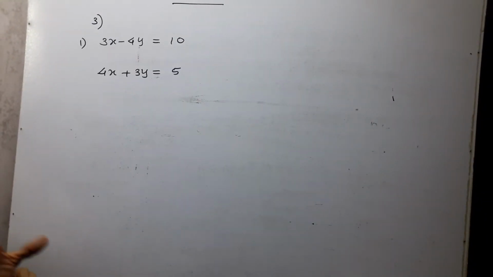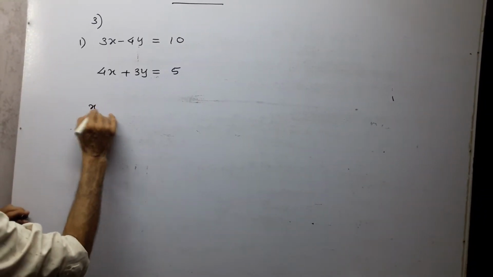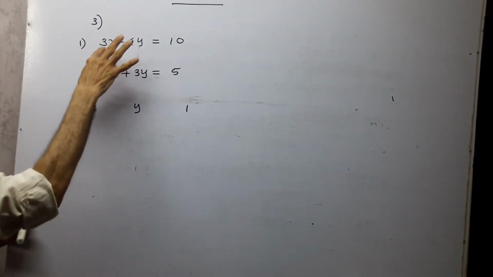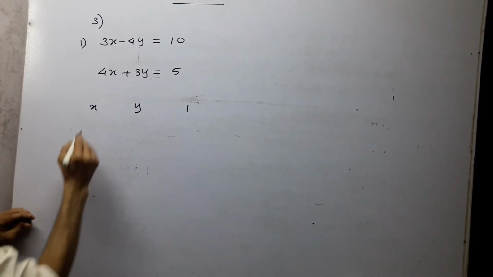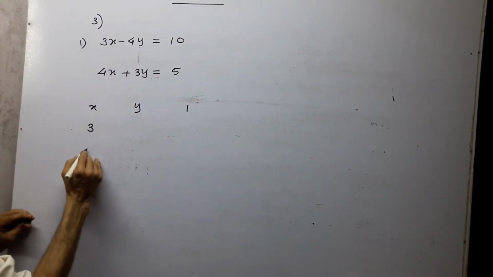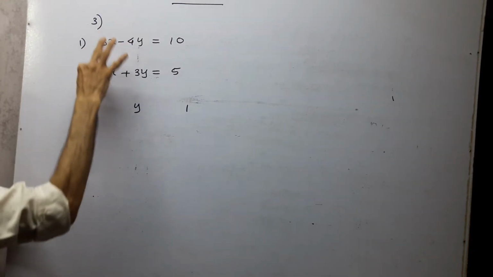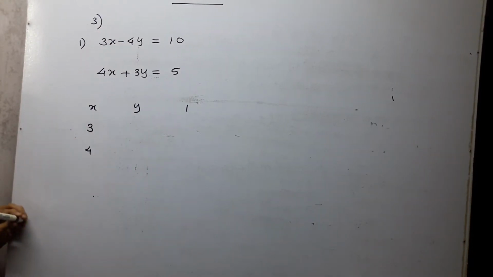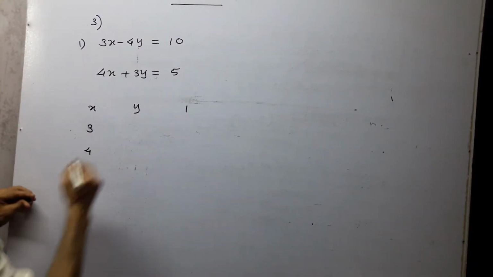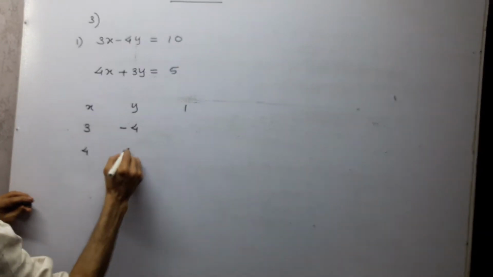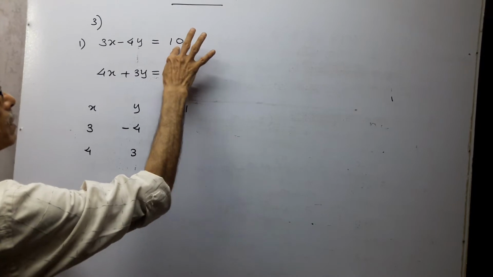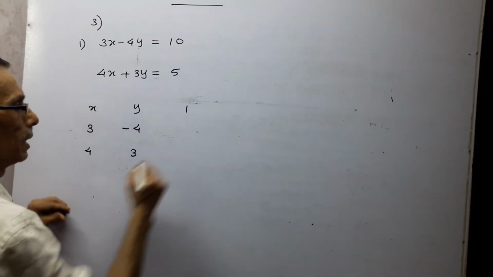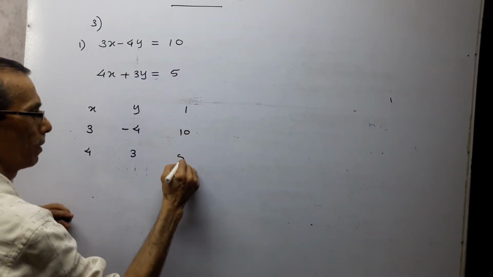How to solve by Cramer's rule? Here write first x, here y, and here 1. What are the coefficients of x? In the first equation, the coefficient of x is 3 and in the second equation 4. So write only the coefficients of x this way. The coefficients of y in the first equation is minus 4 and in the second equation 3. And the constant numbers are 10 and 5.